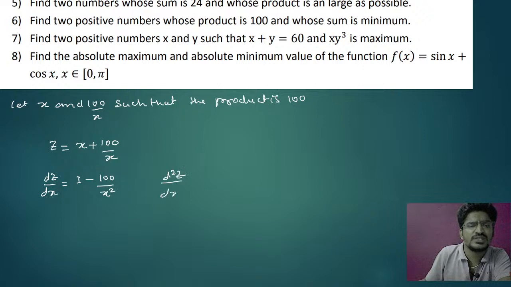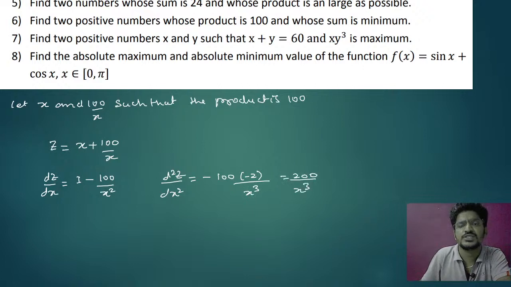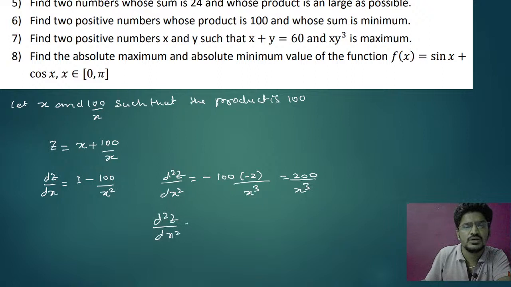You will get d square z by dx square. Differentiation of 1 is 0. Minus as it is, 100 as it is. Differentiation of 1 by x square is minus 2 divided by x to the power of 2 plus 1, which is 3. Therefore 200 divided by x cube. So here you can see the double derivative is 200 by x cube.